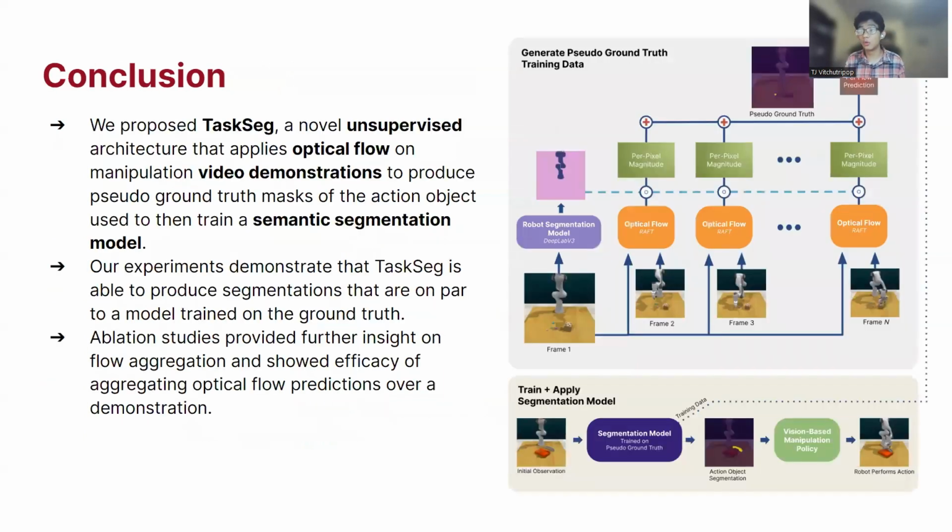In conclusion, we proposed TaskSeg, an unsupervised architecture that utilizes optical flow on video demonstrations to generate masks used to train a segmentation model, requiring no human manual annotation at all. Our experiments show that TaskSeg performs on par with a model trained directly on ground truth data, and our ablation studies motivate and provide insight into optical flow aggregation.